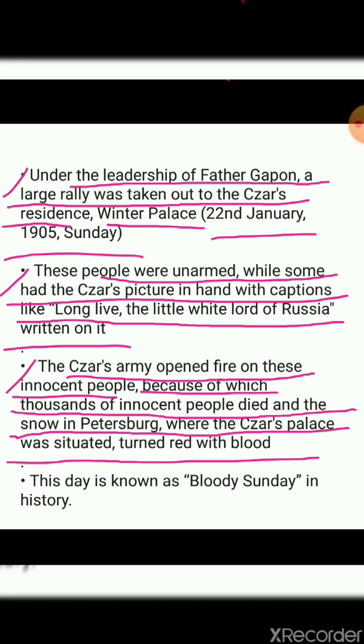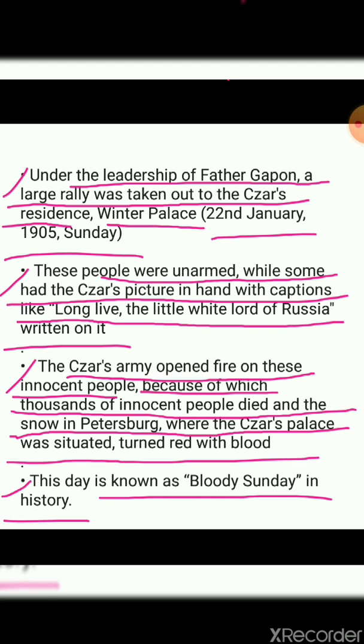They were doing the opposition not by war, but by non-violence. But what did the army do? The army of the Caesar opened fire on the innocent people, and because of which thousands of innocent people died. And the snow in Petersburg, where the Caesar's palace was situated, turned red with blood, because obviously thousands of people died, their blood shed in the snow. Then the day is known as Bloody Sunday in history.